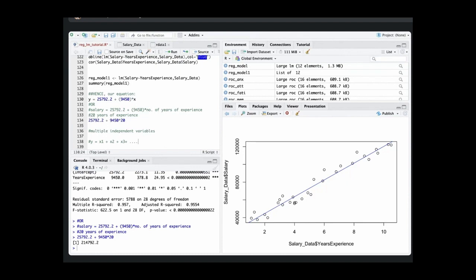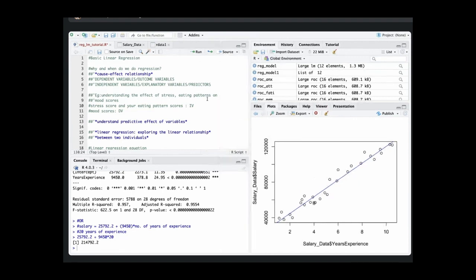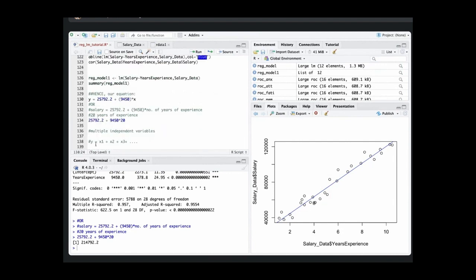But in future, you may have multiple independent variables and only one dependent variable. For example, in my previous example, the first example that I explained, you might be trying to understand the effects of stress and eating patterns on mood scores, right? So there might be two or three variables that you have measured as your independent variables, and you're trying to study their effect on one dependent variable, which is mood score, right? That's why I've written that this equation can go on and on, where x1, x2, x3 are all additive, and they will have an additive effect on your y variable, which is the outcome. Is that clear? Yeah, thank you so much. Okay, no worries.